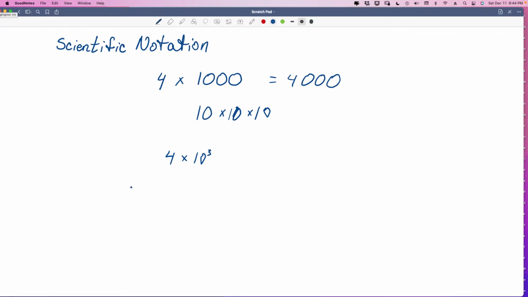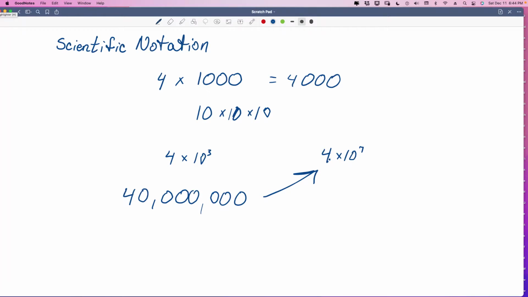For instance, if I wanted to write 40 million, I could just count the number of zeros, 1, 2, 3, 4, 5, 6, 7. It'd be a lot easier for me to know that 40 million has 7 zeros, and I could just write 4 times 10 to the 7, right? That's what this equals.